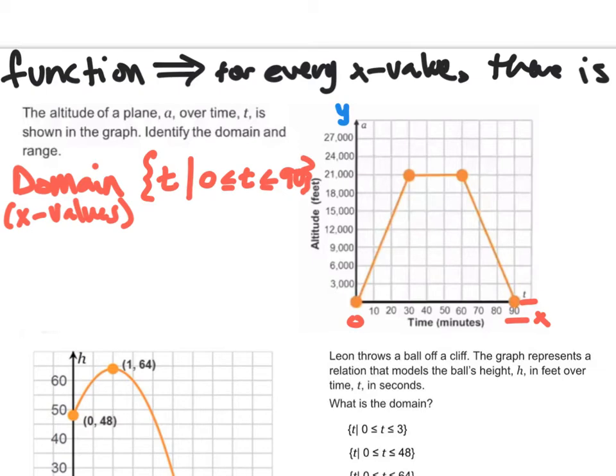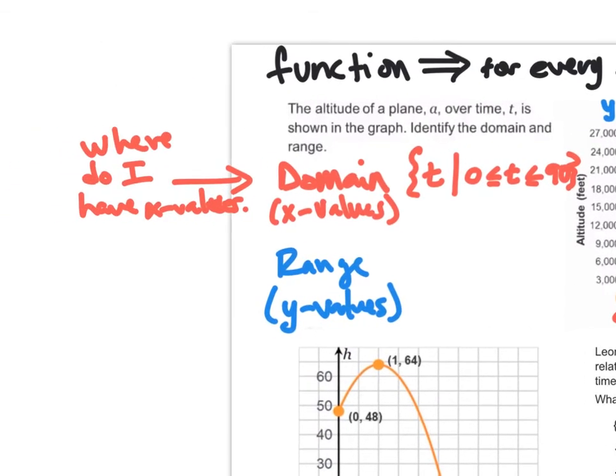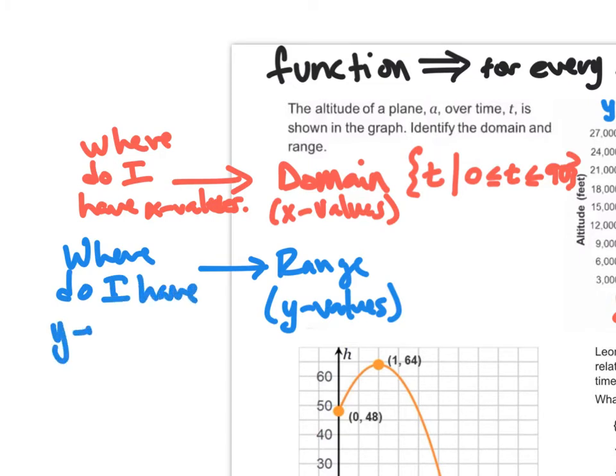Now it says, okay, well, what's the range? All right, so what's my range? Again, a range means what kind of values? Y values. Excellent. So then I ask myself the question, okay, for range, where do I have y values? That's just the question I ask myself.